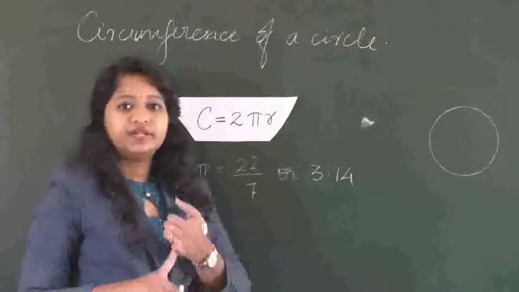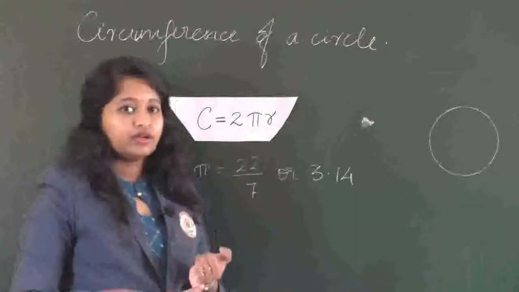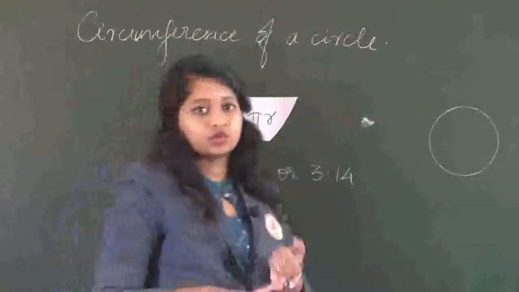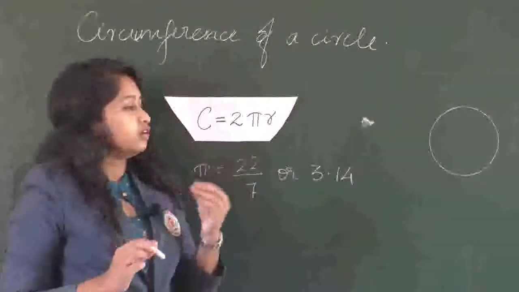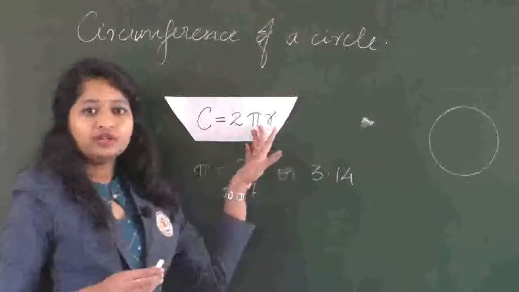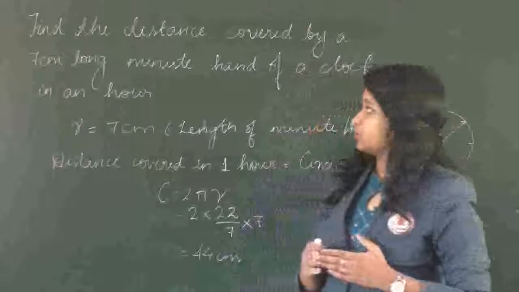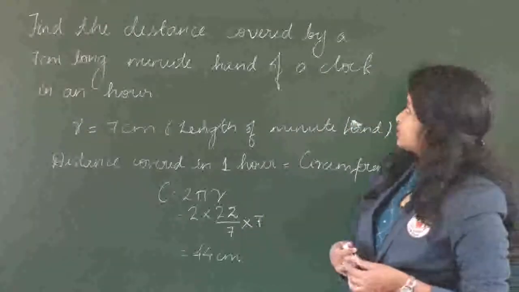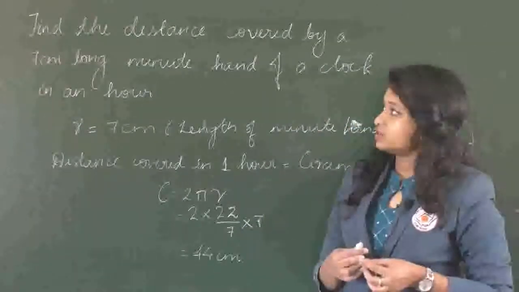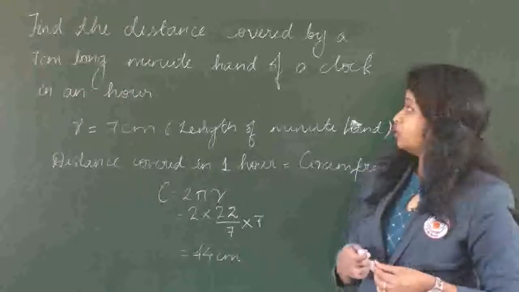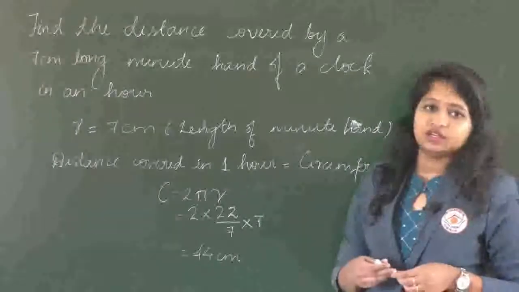If you get the diameter in this question, then divide the diameter by 2, so you will get the radius, and after getting the radius you can find the circumference of a circle. Now let us see one question. Find the distance covered by a 7 centimeter long minute hand of a clock in an hour.